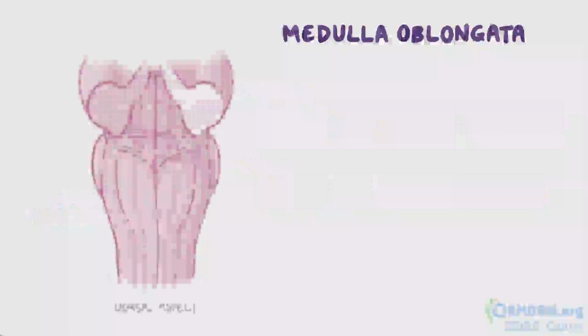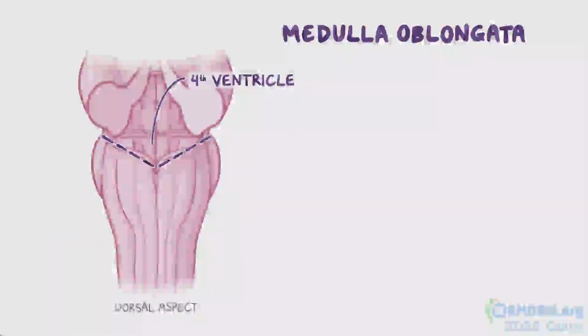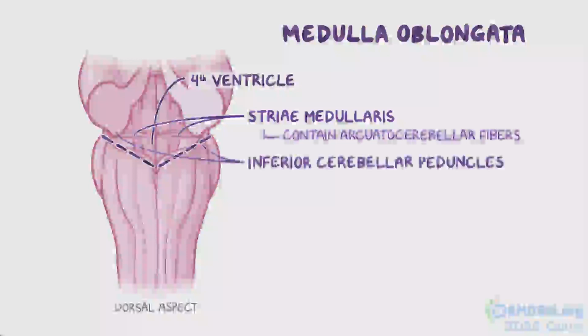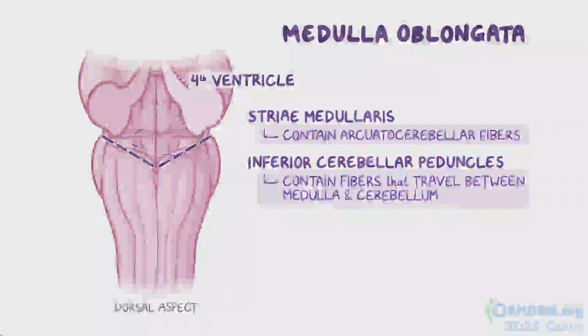Now, on the dorsal aspect of the medulla oblongata, it's visible that the rostral medulla contains the inferior part of the fourth ventricle, a space filled with cerebrospinal fluid, or CSF. Across the floor of the fourth ventricle, spreading transversely, there are the striae medullaris, which are raised stripes that contain the arcuatocerebellar fibers. Laterally, there are the inferior cerebellar peduncles, which contain fibers that travel between the medulla and the cerebellum. The fourth ventricle has a diamond or rhomboid shape, so it's also called the rhomboid fossa.